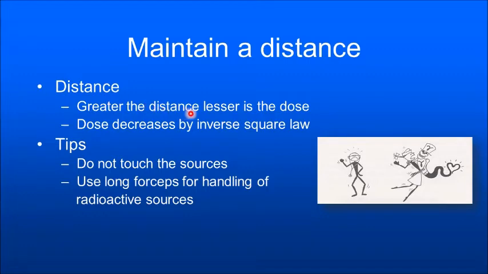The greater the distance, the lesser is the dose. The dose decreases by inverse square law. Never try to touch the source. In theory, the distance becomes almost zero, so the dose, if you touch, should become infinite. Try to use long forceps for handling of radioactive sources and try to keep yourself away from the source.